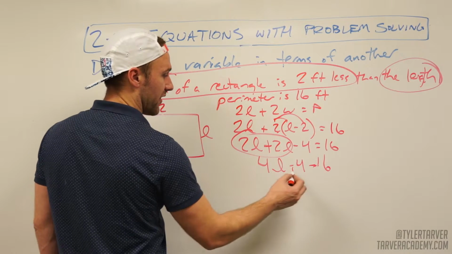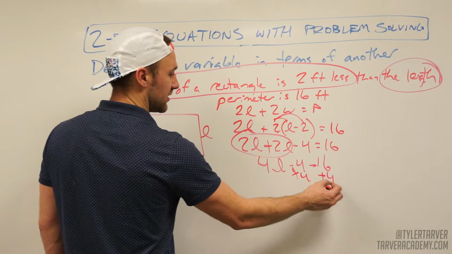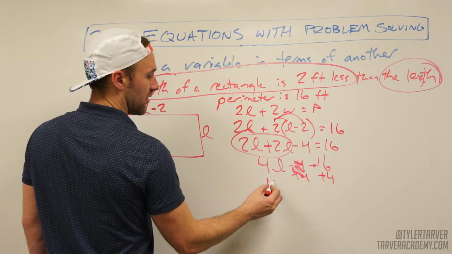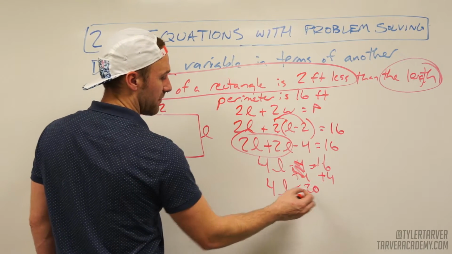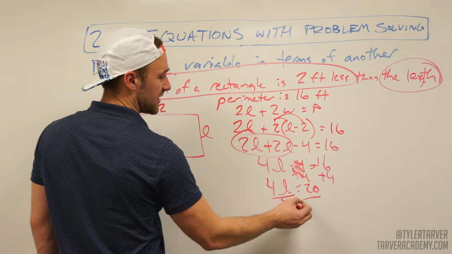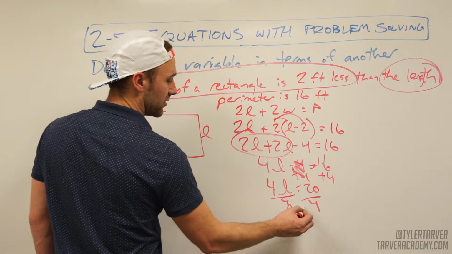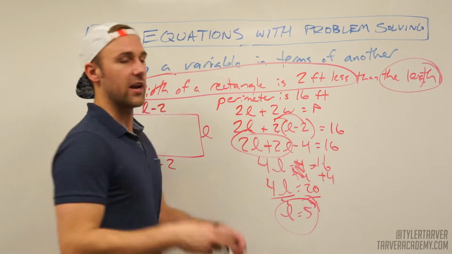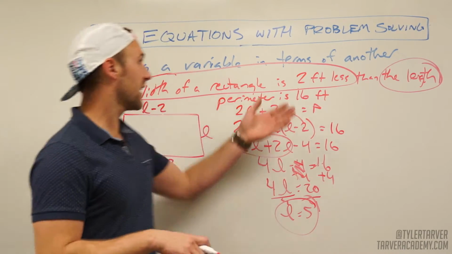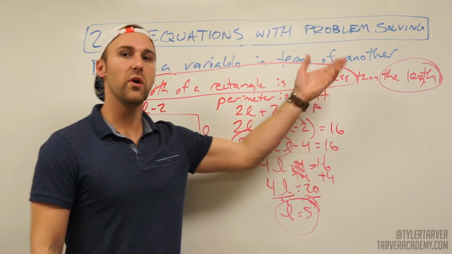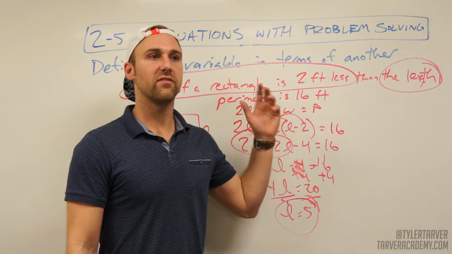I'm going to get the 4 over there, so I'm going to add 4 to both sides. It cancels out. Got 4L equals 16 plus 4 is 20. Divide 4 on both sides. L equals 5. All right? Now you're probably not done. I would assume that on that test, it's going to ask you, tell me the width of this, or find the length and the width.